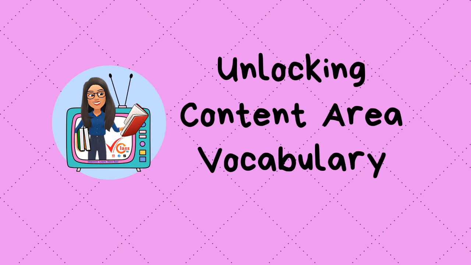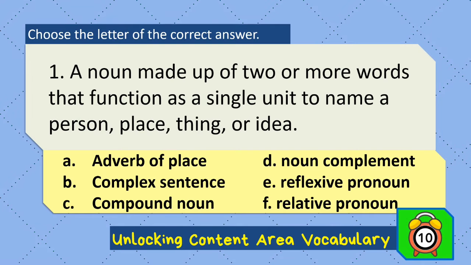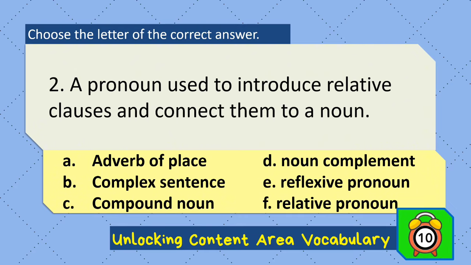Now, let's begin our lesson by unlocking content area vocabulary. Let us have this one. Choose the letter of the correct answer. Number 1. A noun made up of 2 or more words that function as a single unit to name a person, place, thing, or idea. Number 2. A pronoun used to introduce relative clauses and connect them to a noun.